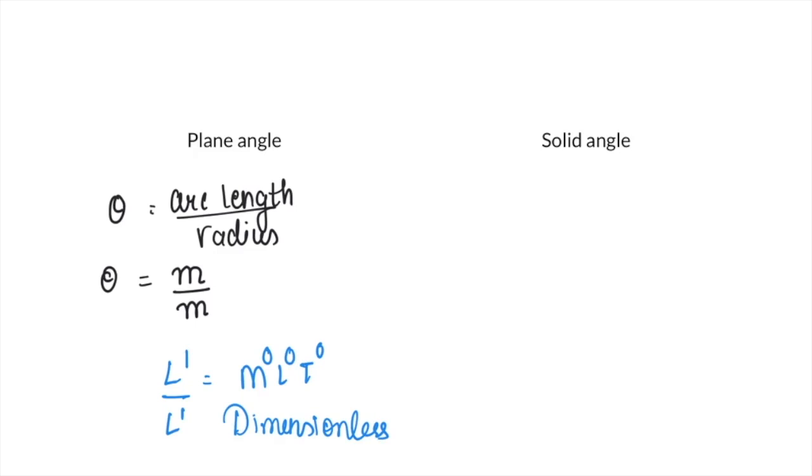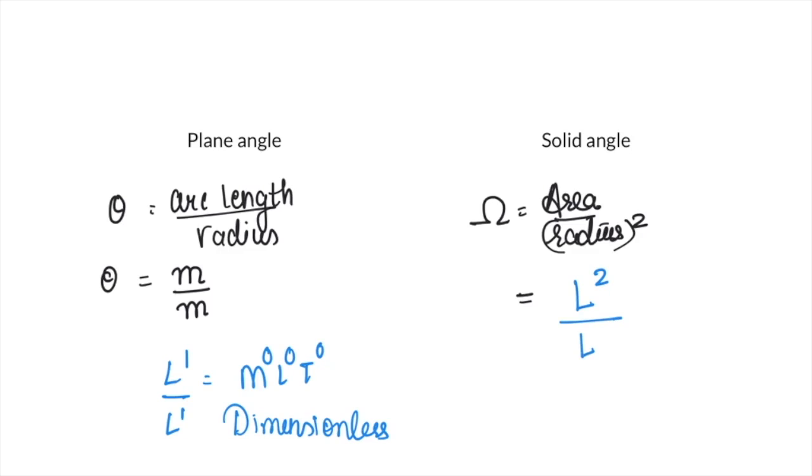For solid angle, steradian is equal to area upon square of radius, right? For area we have dimensional formula L square, and radius square also has dimensional formula of L square. Hence they will cancel out each other and it will become dimensionless. So plane angle and solid angle both are dimensionless, they don't have dimensions.